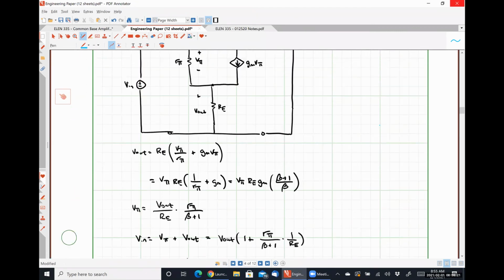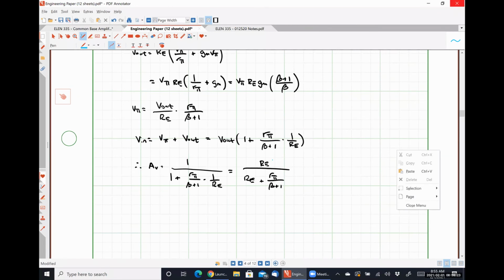What about our voltage gain? Oh no, RE in parallel with R0. Everywhere we see RE, we just put it in parallel with R0 and we're good. We don't need to do any further analysis. So early effect taken care of. This is probably the easiest circuit to analyze what the early effect does.